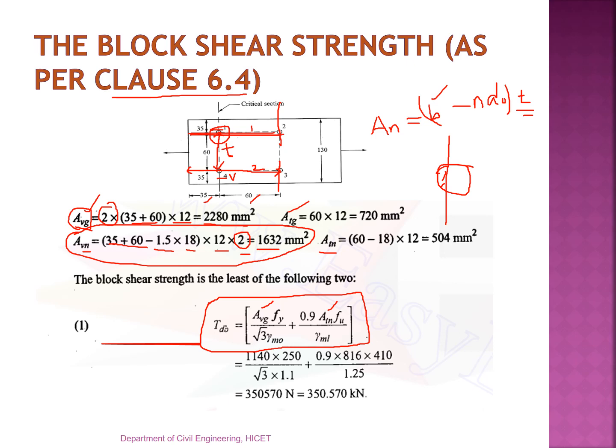The thickness of the plate is 12 mm. We have 2 shear planes, that is into 2. The value of AVN is equal to 1632 mm square.